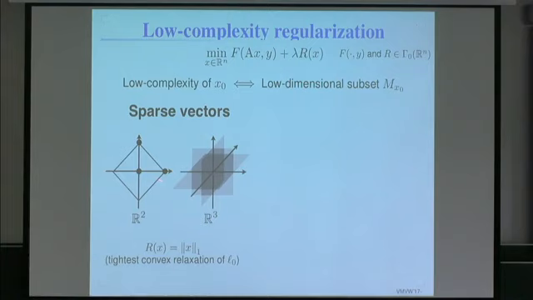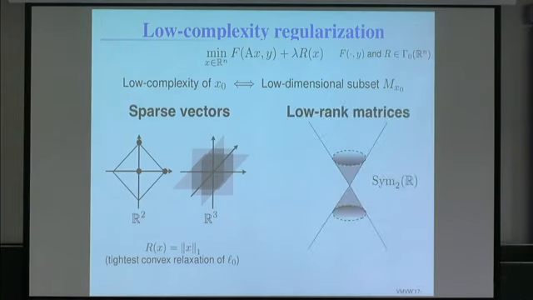So if you take here the L0 ball restricted to the alpha ball, and you take the convex hull of this, you're going to recover the L1 norm, and this is known as the tightest convex relaxation of L0 restricted to the alpha ball. Okay. On the other hand, if you go to the case of matrices, then in this case you can formulate the same type of prior, but now not on the matrix itself, but on the spectral properties of this matrix.